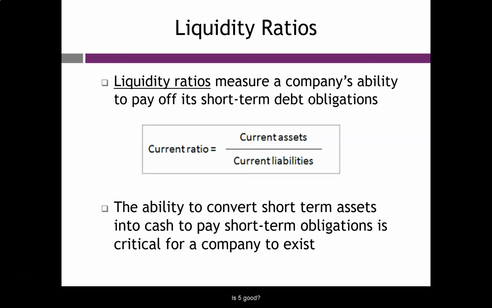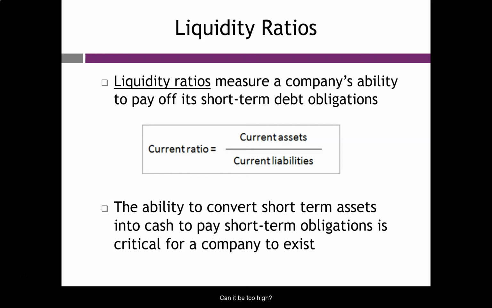Is 5 good? It depends. Every industry is totally different, so you really have to look just at that industry. Think of a grocery store versus a jewelry store versus someone that sells lumber. Totally different businesses. So that's why you just have to use these ratios to compare within an industry.